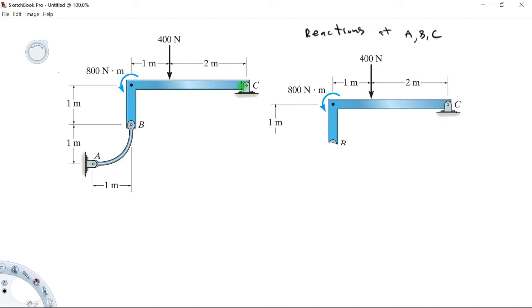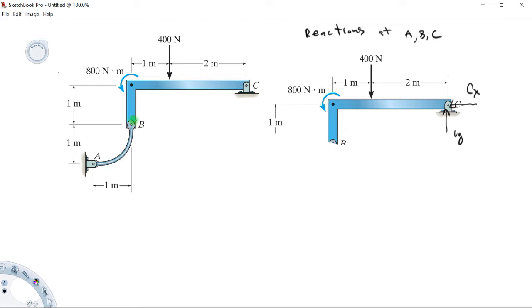All right, reactions at C. Well, C can support force reactions both horizontally and vertically. So I'm going to go ahead and put a CY on there and a CX. And this probably will have a CX because even though there's no horizontal loading along here, there's a force interaction between A and B that I'll talk about in just a moment. So we've got our CX, our CY, the external 400 newtons, and the external counterclockwise 800 Newton meter.